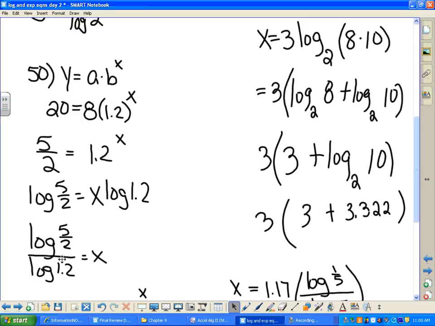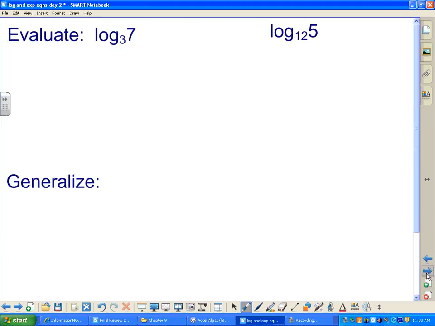So I want to see if we can figure out this log base 2 of 10, finding out what that equals without going through all that guessing and checking that we just went through. So let's just start with this: the log base 3 of 7. I want to evaluate that.